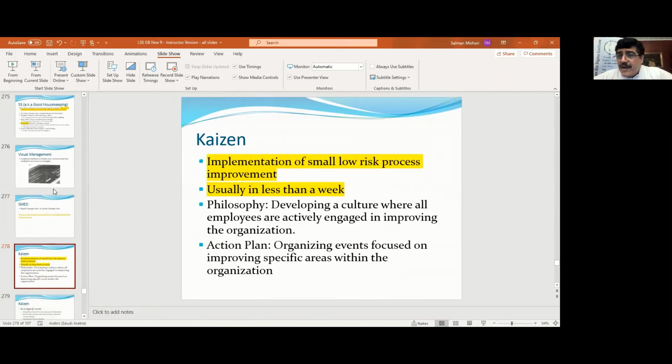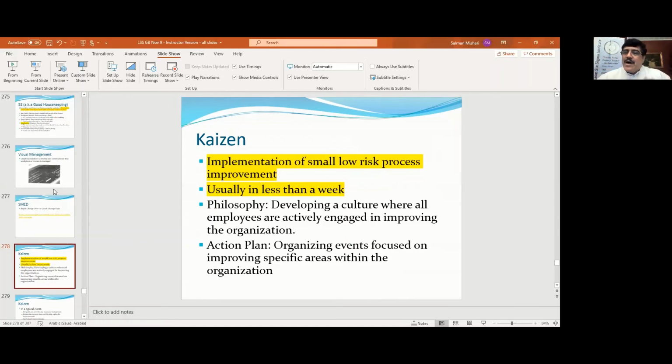And another concept, which I'm sure many of you have heard, is Kaizen. Kaizen basically is an implementation of small, low-risk process improvement. It's like continuous improvement, but in change. Every day we change something. Let's improve this a little bit better. Let's improve that a little bit better.